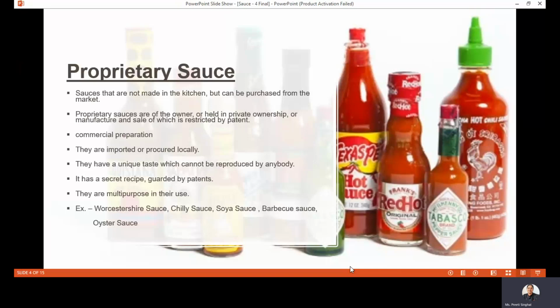They can be used as accompaniments with burgers or sandwiches. They can be used as steak sauce, seasoning in Asian cuisine, table sauce, etc. So, for example, ketchup, Tabasco sauce, barbecue sauce, oyster sauce, mustard sauce, like your English mustard, French mustard. These are some of the examples.